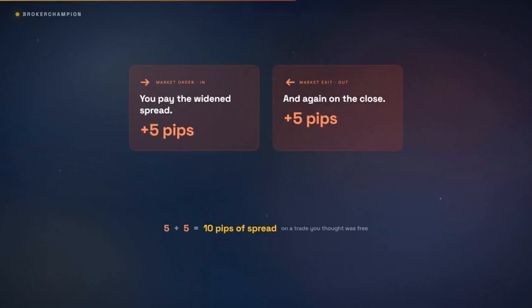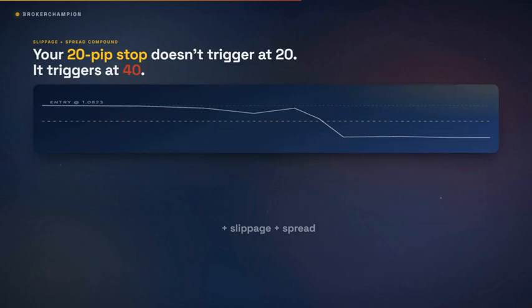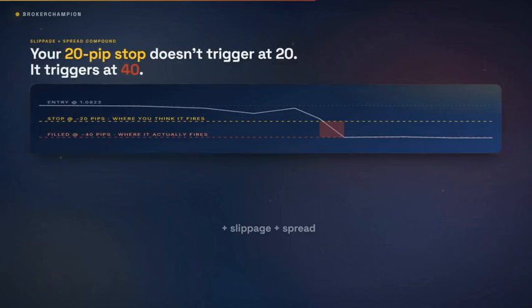But the spread isn't the only thing moving. Price itself gaps. Your stop loss, set 20 pips below entry, doesn't trigger at 20 pips below. It triggers at 40, because slippage and spread compound. The market jumps over your stop level and your broker fills you at the next available price, which during NFP can be brutal. That's the trap.